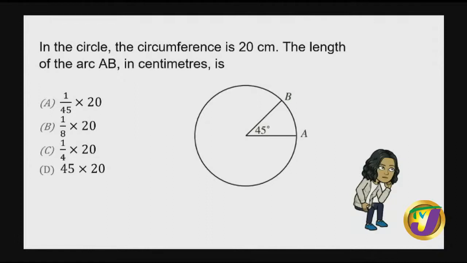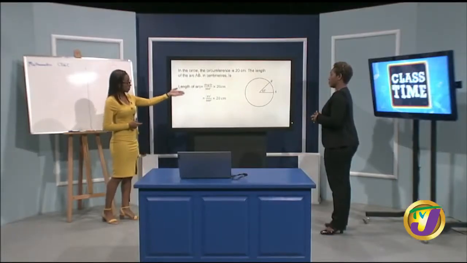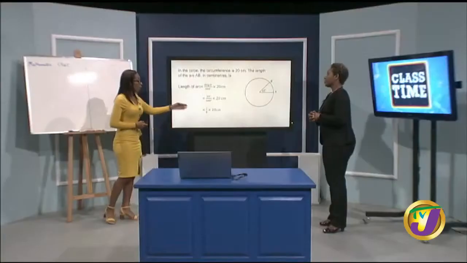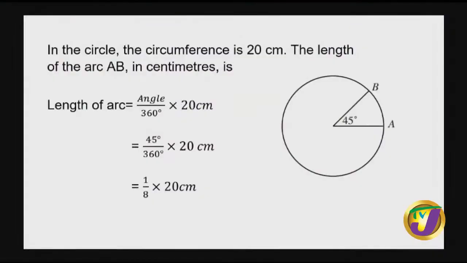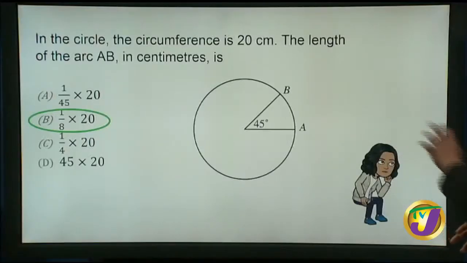Good. So here goes. You would have said your angle divided by your 360 multiplied by your 20 centimeters, where your angle would have been 45 degrees. And here you have 1/8 when 45 degrees is divided by 360 degrees, and it's simplified. We have 1/8 multiplied by 20 centimeters, which our answer was indeed here. Right, B.